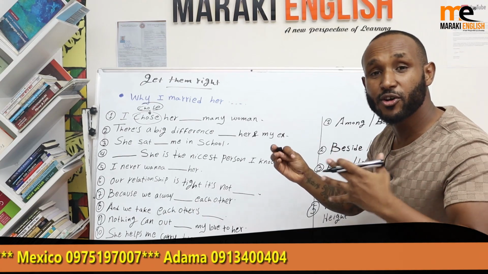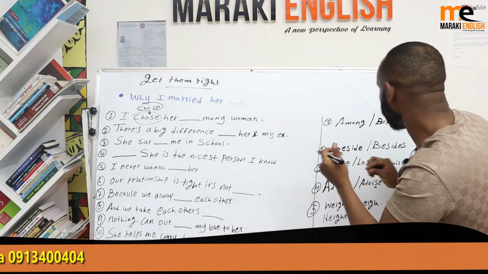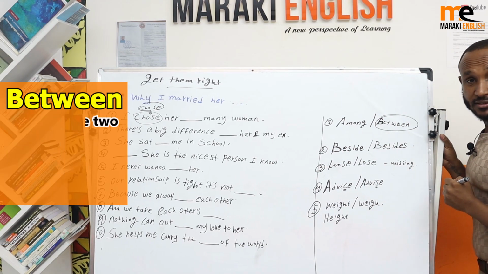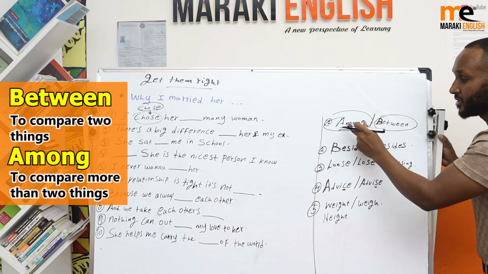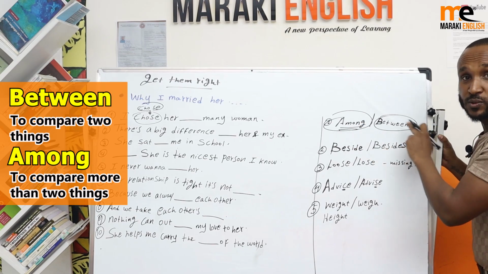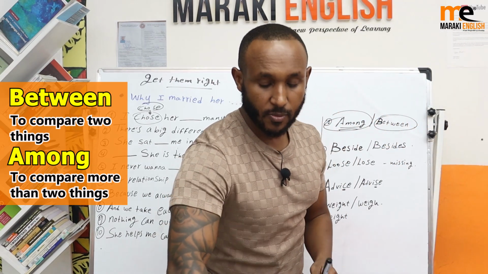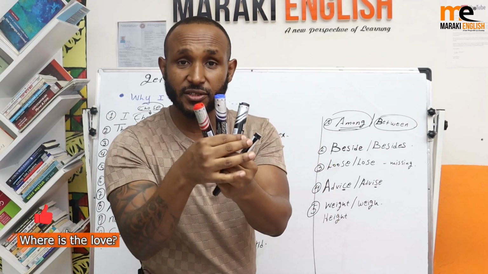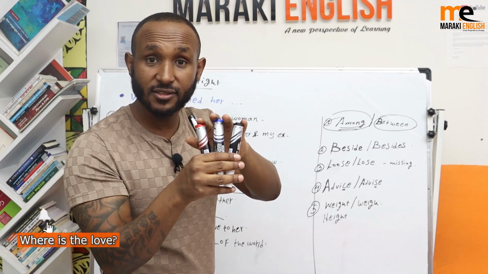Now, when we talk about comparing things and the number of things that are available, if you're comparing two things, you can say between. If you're comparing more than two things, you say among. Between, among. We use them both when we compare things. Okay? For example, which one is the best? Dash these markers. Between these markers or among these markers?